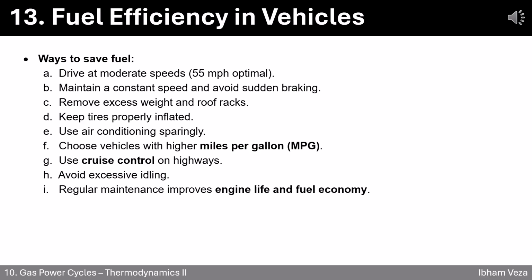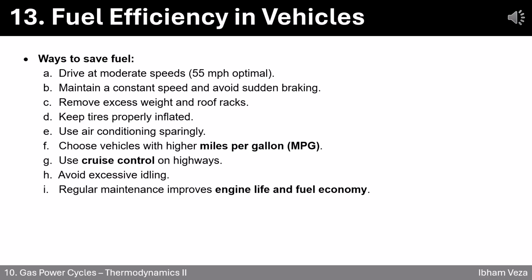These are simple, practical tips anyone can apply. First, driving at moderate speeds, around 55 miles per hour, is the sweet spot where most vehicles achieve the best fuel economy. Try to maintain a steady pace and avoid frequent braking, which wastes energy. Extra weight and roof racks increase drag and fuel use, so travel light. Keep your tires inflated because low pressure increases rolling resistance. Air conditioning is useful, but also consumes extra fuel, so use it wisely.